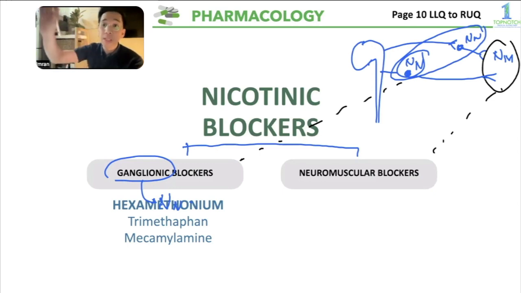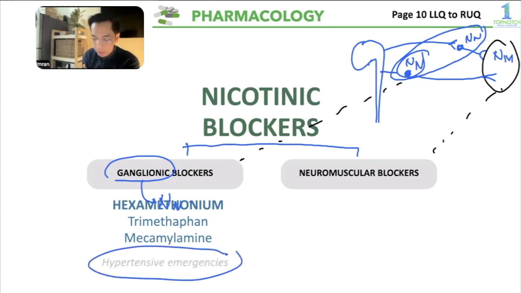Bakit? Kasi meron din siyang parasympathetic effect, and at dahil doon, nagiging siyang parang ineffective na use for your hypertensive emergencies. So yan, sila yung mga dating ginagamit for hypertensive emergencies natin. Okay? There are some drugs ngayon na mas ginagamit na for this one. I-discuss natin sila later. Next, you have your neuromuscular blockers.